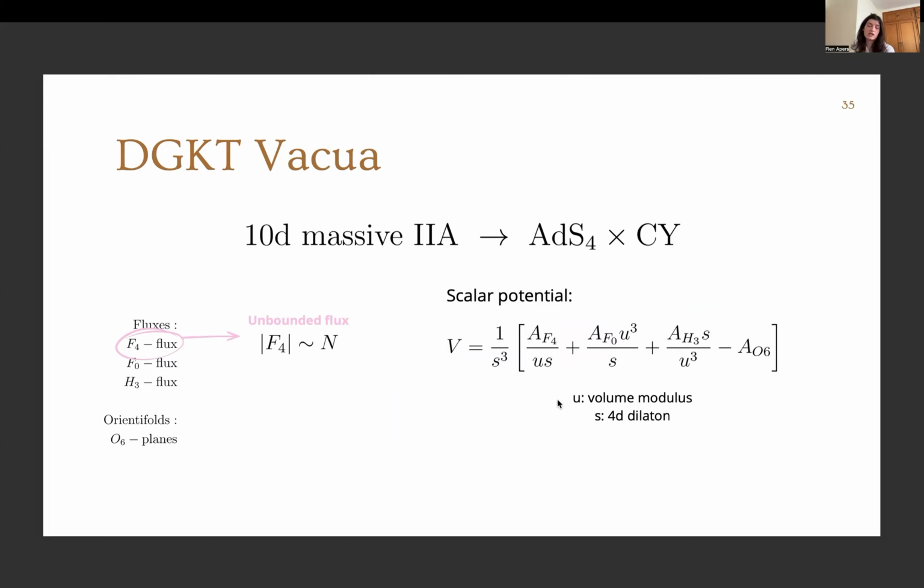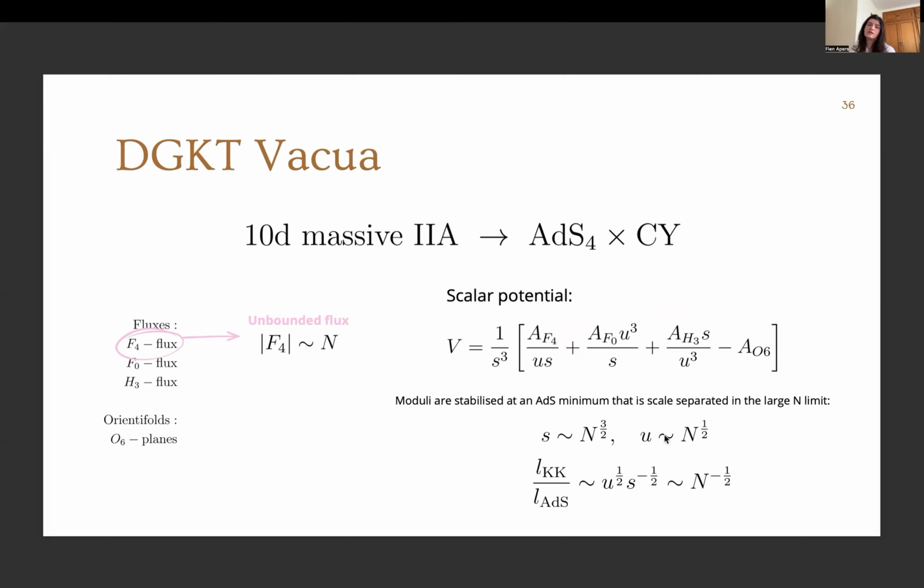I've just written it here in terms of the universal moduli. So there's the volume modulus and the dilaton. And these fluxes stabilize the moduli at parametric control. It means that once we scale n to infinity, we get a large internal volume in string units and weak coupling. So in this large n limit, we have parametric control. And moreover, the moduli are stabilized in such a way that the ratio of the Kaluza-Klein scale to the AdS scale goes to 0 in the large n limit. So these are scale-separated AdS4 vacua.